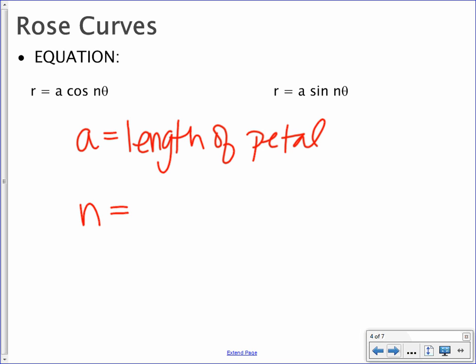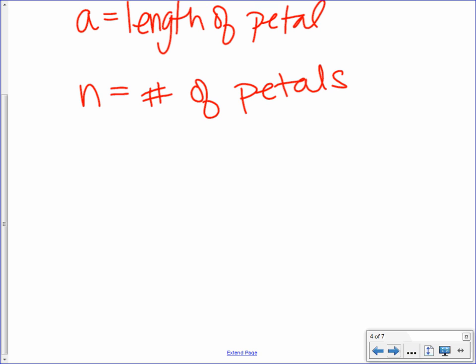N. Pod 1, what does N tell us? Okay, N for number. That's nice. Number of petals. Do you agree or disagree with pod 1? Number of petals. Was it a hard and fast rule that N is the number of petals you have? It's not, is it? It got a little confusing for some of us, didn't it?